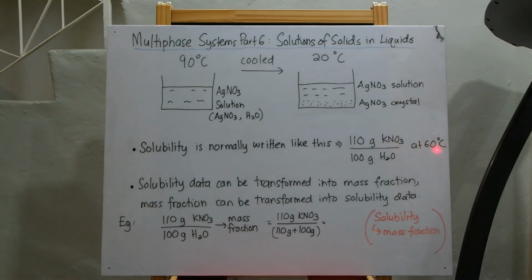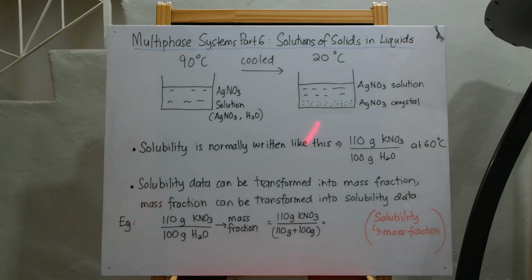So at 60 degrees C, the solubility of potassium nitrate in this solution is 110 gram potassium nitrate in 100 gram of water. That means if you have 100 gram of water, it can solubilize 110 gram of potassium nitrate only at this temperature.